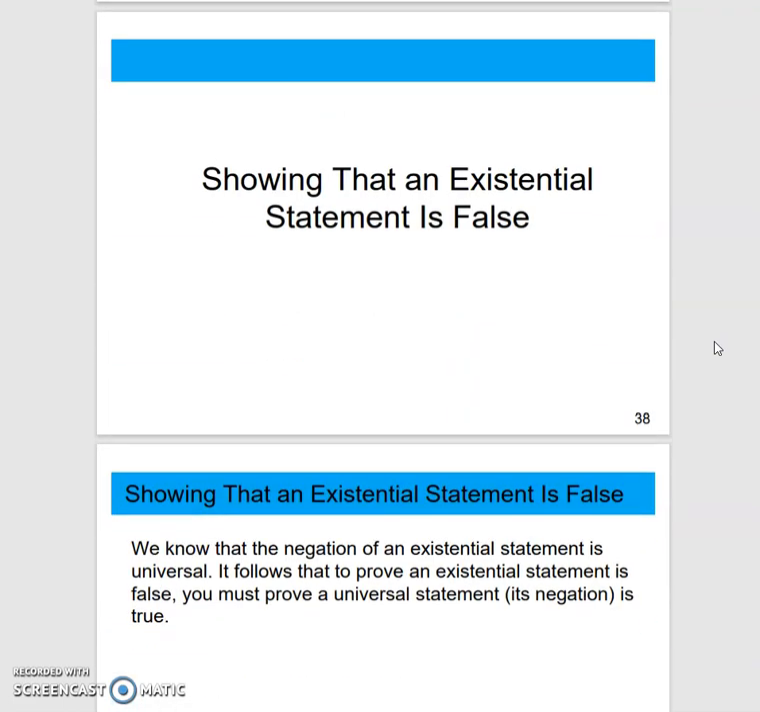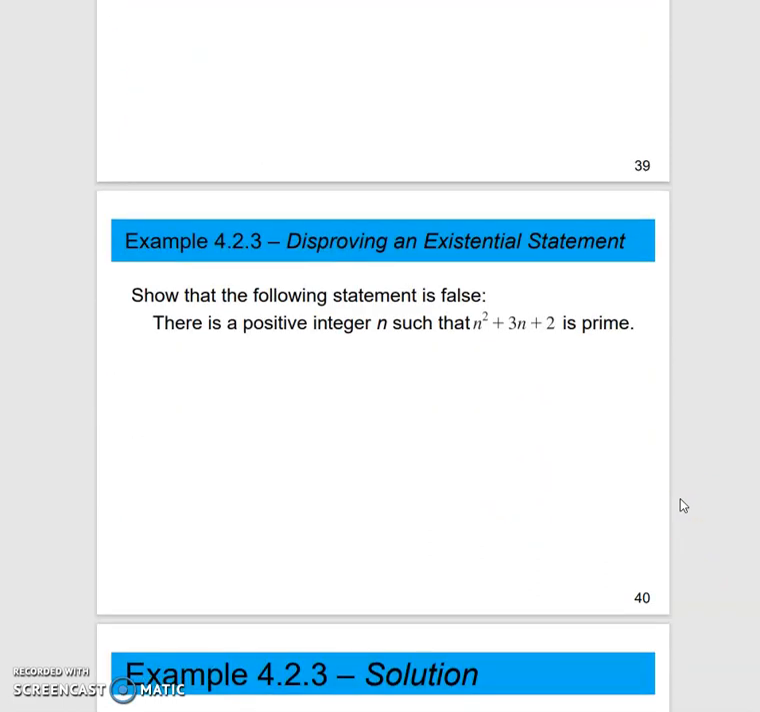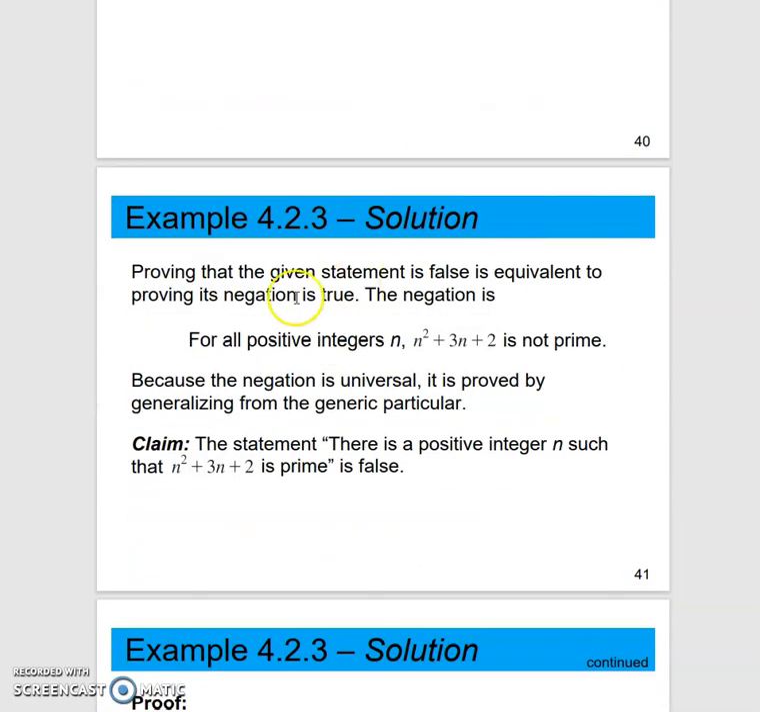All right, we've shown how to prove an existential statement. How do I show that an existential statement is false? That would mean, if we remember, the negation of an existential is a universal. So if I've said there is a positive integer n such that n squared plus 3n plus 1 is prime, how do I show that that is false? First, I'm going to take the negation of that statement. So I will say for all positive integers n, that quantity is not prime.